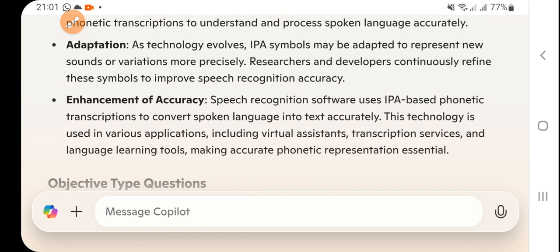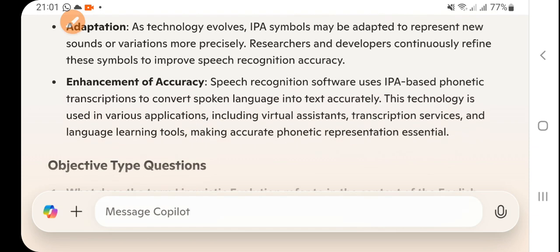Now adaptation: as technology evolves, IPA symbols may be adapted to represent new sounds or variations more precisely, right? So he suggests, when you speak something, he suggests a number of words, right? So researchers and developers continuously refine these symbols to improve speech recognition accuracy. Even I would like to share my experience. Earlier I typed something, and now in new phones, it catches accurately and very quickly, right? So that is adaptation.